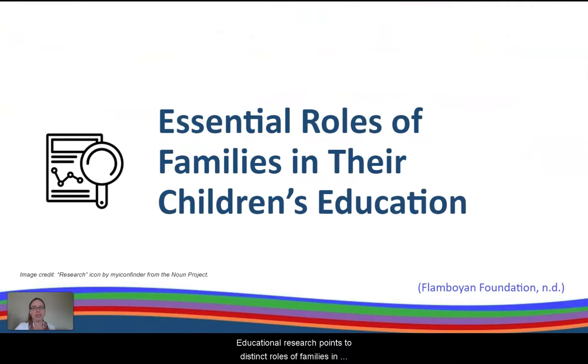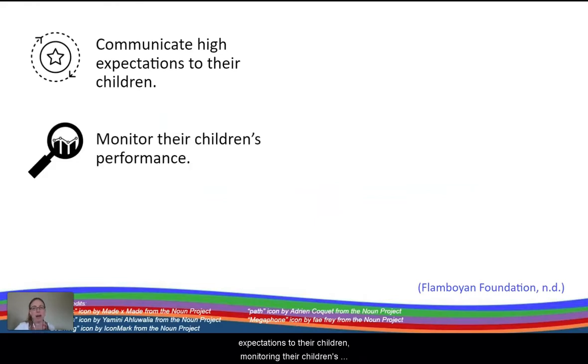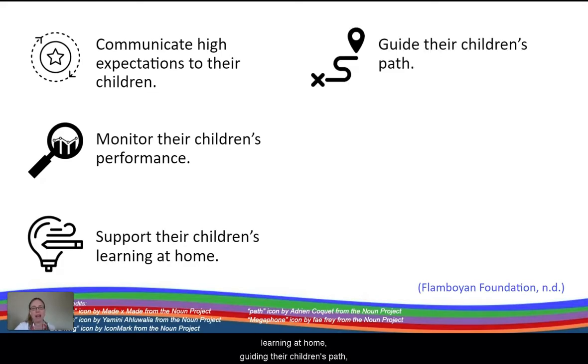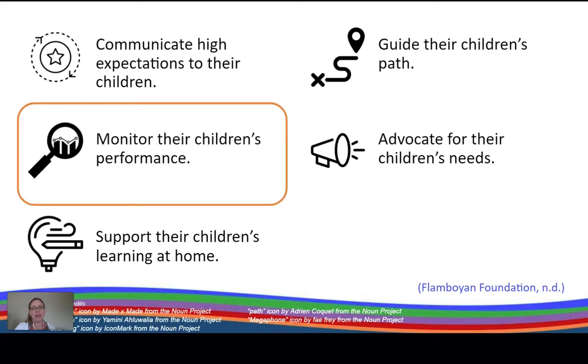Educational research points to distinct roles of families in their children's education. For example, the Flamboyant Foundation identifies 5 essential roles that families play in their children's education. These include communicating high expectations to their children, monitoring their children's performance, supporting their children's learning at home, guiding their children's path, and advocating for their children's needs. In particular, your LMS can support your learners' families in their role of monitoring their children's performance.